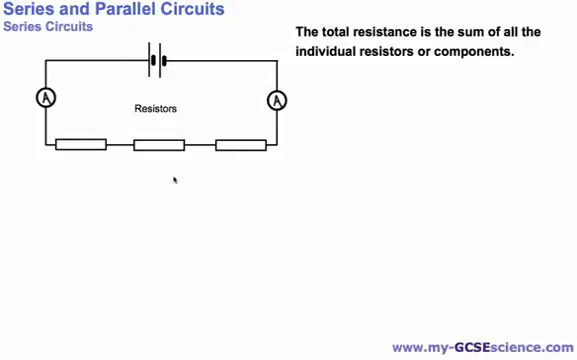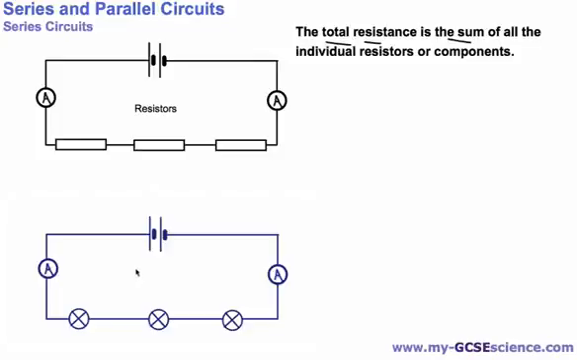Now, in my series circuit here, I've got three resistors, so resistor 1, 2 and 3, and the first rule to remember about a series circuit is that the total resistance is the sum of all the individual resistors or components. Now, I say resistors or components. Here I've got resistors, but it doesn't have to be resistors. Here I've got a diagram with some lamps in it. So these components, these lamps, also offer resistance as well. And to work out the total resistance in this circuit, we just add them up.